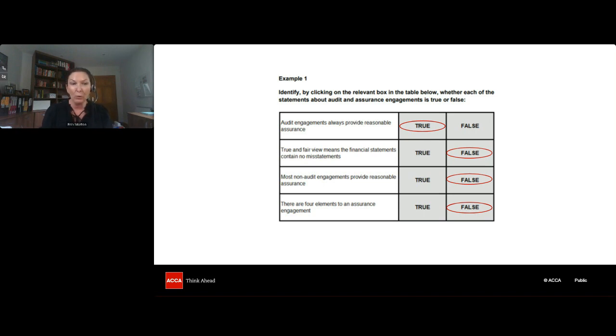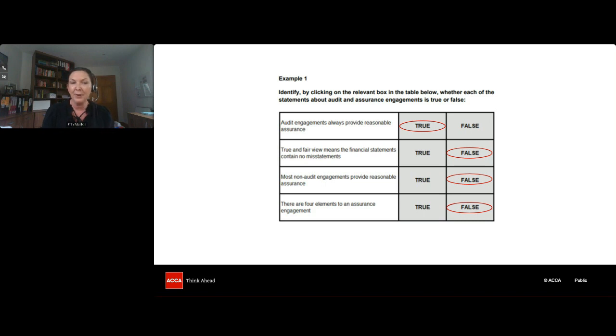Most non-audit engagements provide reasonable assurance. So non-audit engagements, for example, maybe reviewing cash flow forecasts, looking at any other future budgets, looking at the financial forecast that they've asked you to do in this scenario, they're not going to necessarily need the same amount of detail that an audit engagement needs. So therefore, it might be that you provide limited assurance on those as opposed to reasonable.